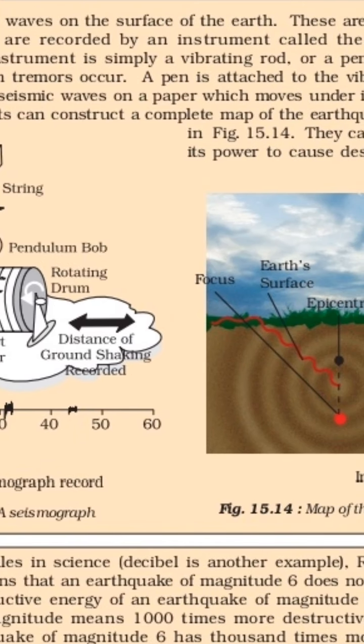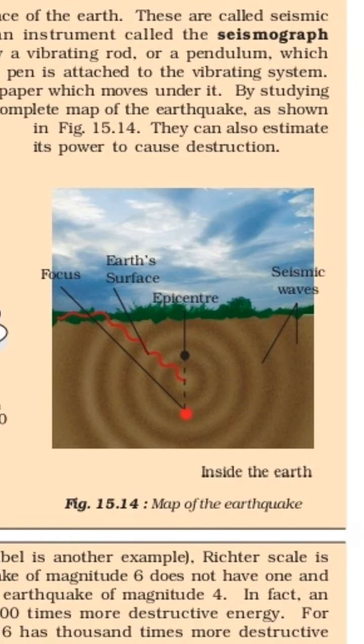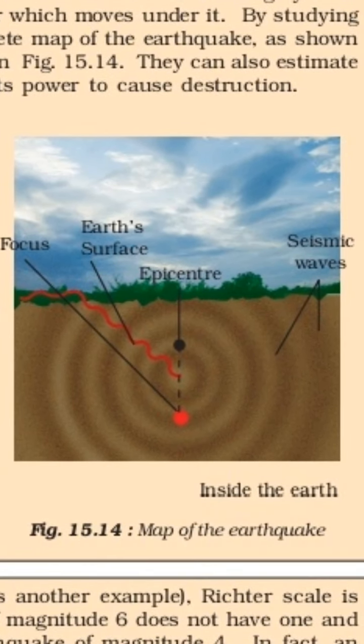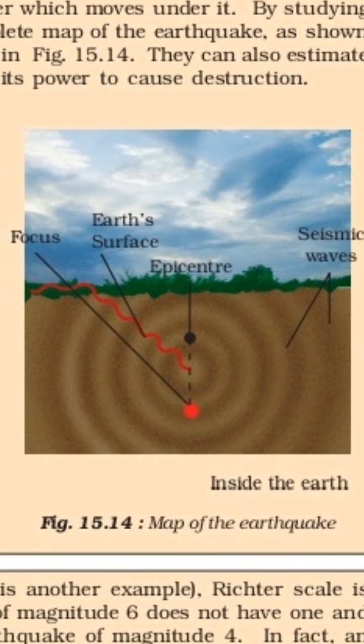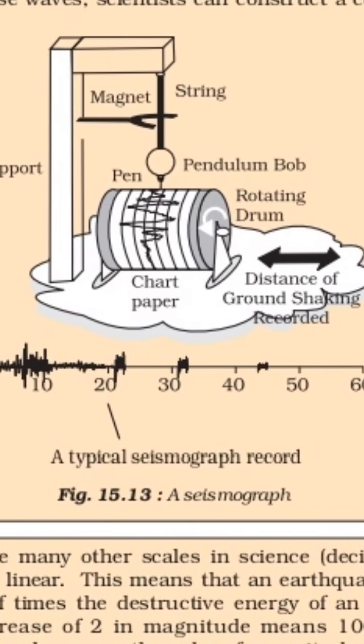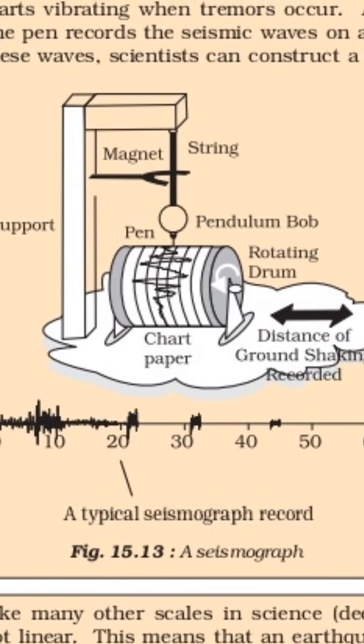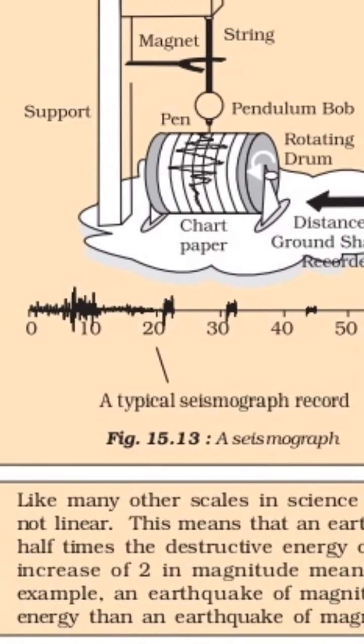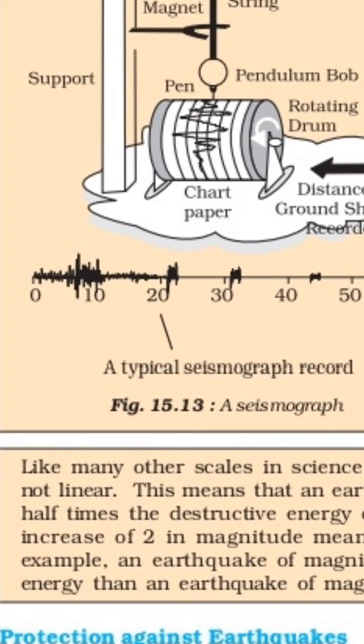Here is the map of an earthquake. Here you can see the epicenter, the center of an earthquake. The dark ring-like structure is called seismic waves. Earth surface on the upper side, and the focus will be there. This is a figure of a typical seismograph record. Now see the next point.